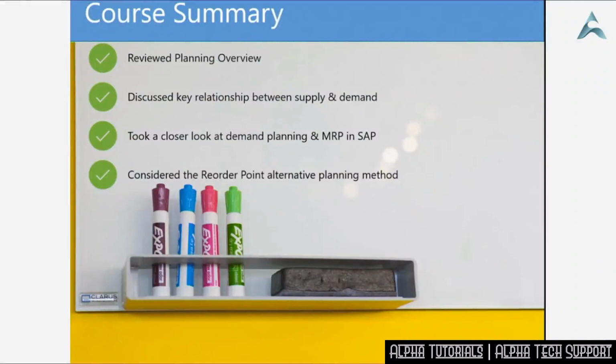Thank you again for joining me today. Let's recap quickly what we've covered. First, we reviewed the planning functions at a high level. Then we discussed supply and demand and the intricate relationship between the two. Next, we took a deeper dive into understanding demand planning and MRP with some basic examples. And finally, we considered an alternative planning method, the reorder point method. I do hope you enjoyed your time and look forward to hosting you again soon.